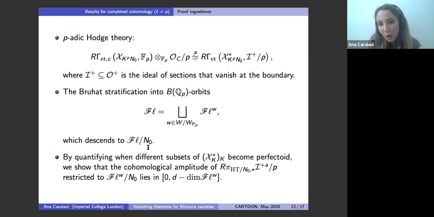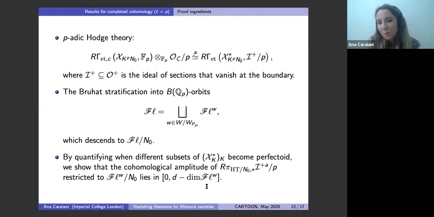In some sense, what you do is you construct a perfectoid cover of each cell that is a torsor for Z_p to some number of copies of Z_p, where the number of copies just depends on the length of this Weyl group element. So what you do is you quantify when different subsets of this tower become perfectoid. And by doing that, you show that if you consider this O^+ just as an almost sheaf, and you push it down under Hodge-Tate, at this intermediate level N0, and you restrict to one of these Bruhat cells, then you get a complex that is supported in degrees from 0 to d, which is the dimension of the Shimura variety, minus the dimension of this cell.